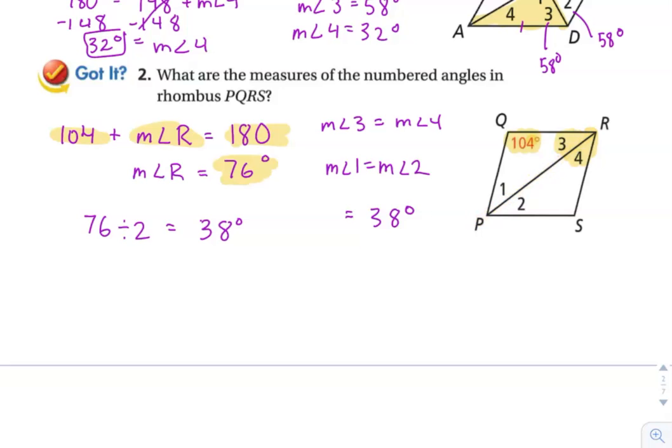We know that that diagonal is bisecting angle R, so angle 3 is going to be 38, and all of your others are also 38. We know that 3 and 4 are congruent. And then we also know that R and P are opposite angles, so those are generally congruent. And then when you split up P, we know that those two smaller angles, 1 and 2, are also going to be 38. So all of your angles are 38, or all of your numbered angles.